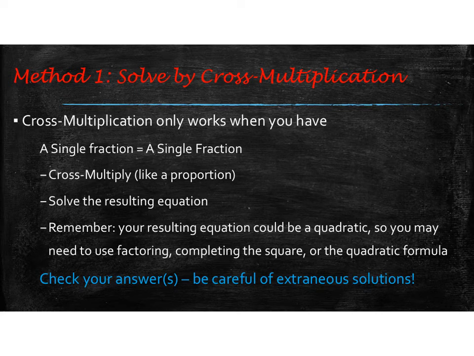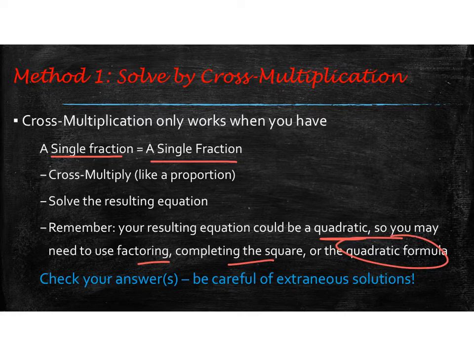In this video we're going to talk about the first method for solving rationals, which is using cross multiplication. Now one thing you want to pay attention to is that cross multiplication only works when you have a single fraction equal to a single fraction. You will cross multiply like a proportion and then you will solve the resulting equation. Remember, your resulting equation could be a quadratic, so you may need to use factoring, completing the square, or the quadratic formula. Check your answers when you're done because you might have some extraneous solutions.